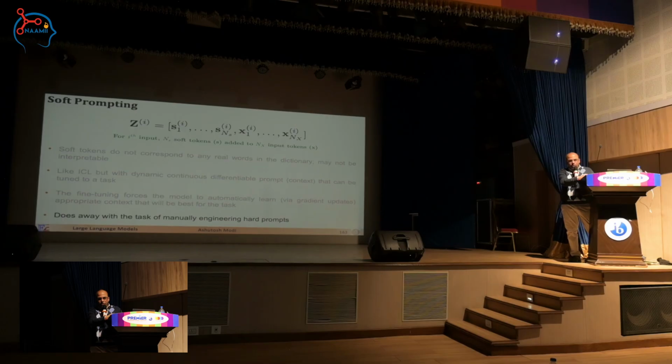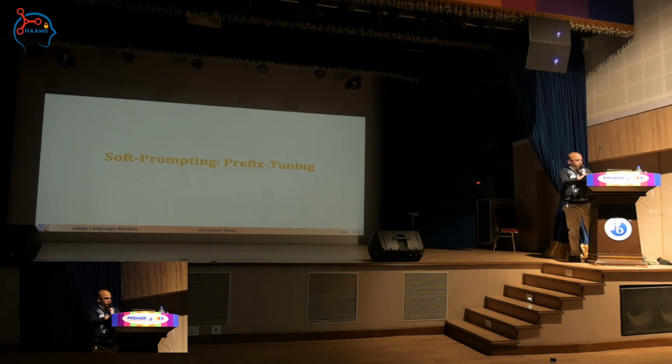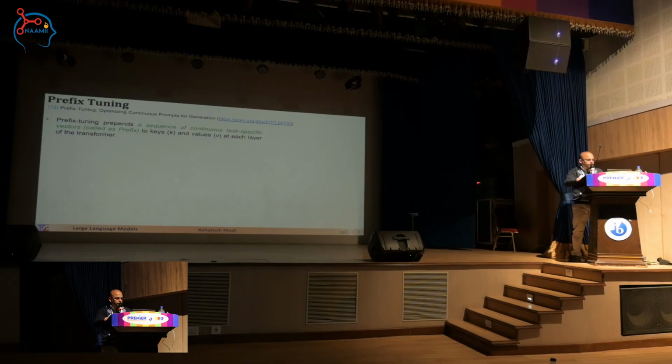Right, and the good thing is that you don't have to do any manual prompt engineering. Earlier you had to try 10 different or 100 different prompts till you achieved your task or goal. Here, you just have to fine tune to get there. Right, so let's look at one particular type of soft prompting which is called prefix tuning. What you do in prefix tuning is, you prepend a sequence of continuous task-specific vectors called a prefix to the keys and the values of each layer of the transformer.